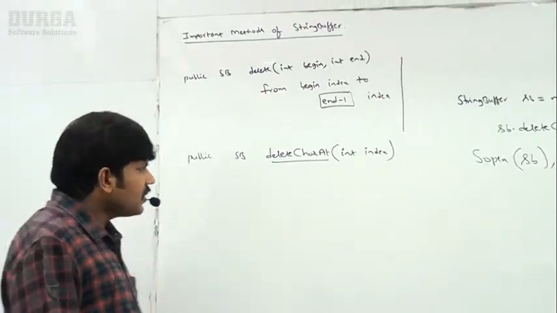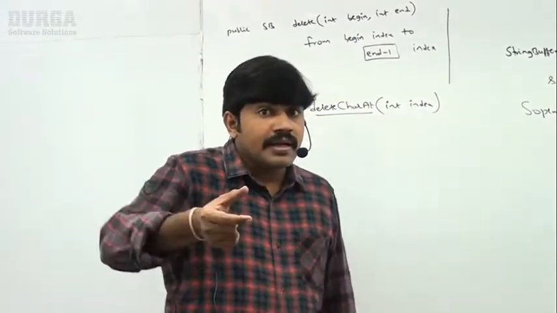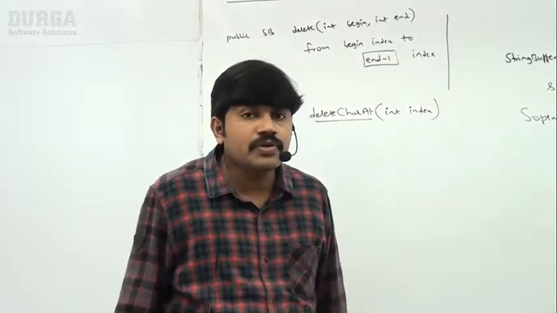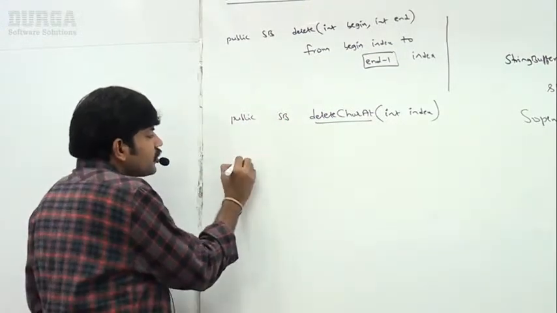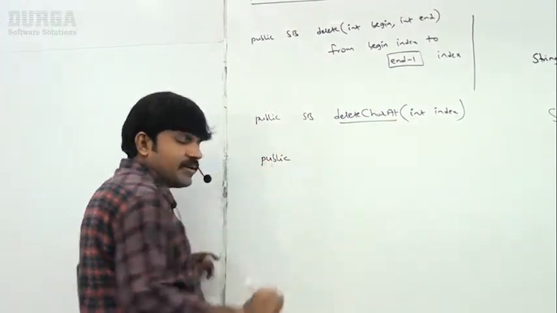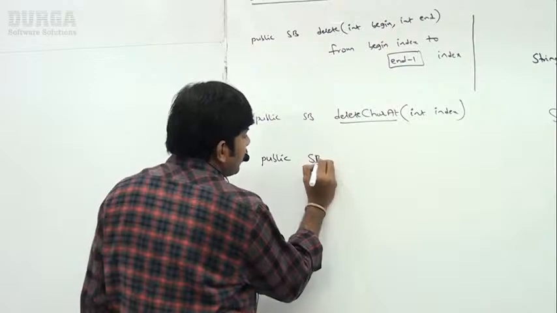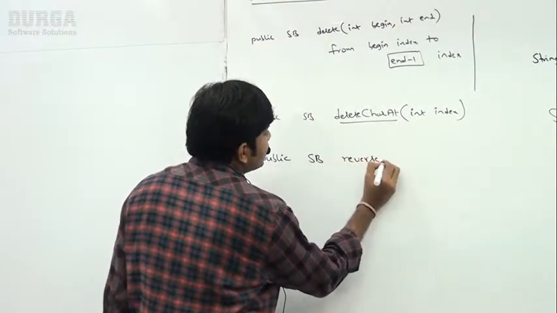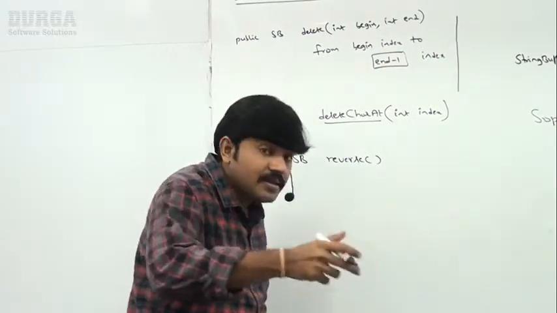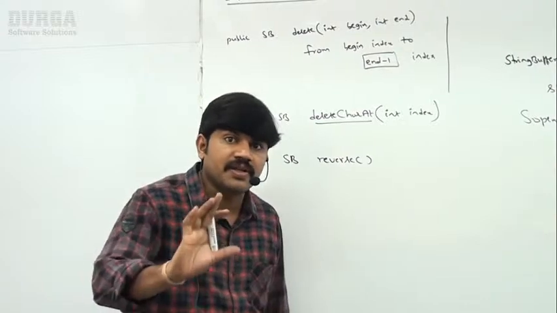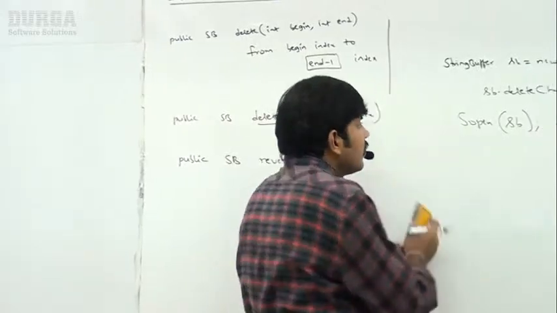Now, next method, very important. I want to reverse the order, I want to reverse the content. What is the way? In String we do not have a reverse method, but in StringBuffer a reverse method is there. public StringBuffer reverse(). What is the method name? Reverse method. Then the order of characters will be reversed automatically.